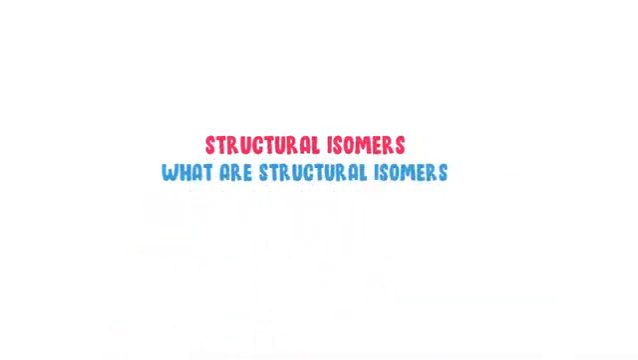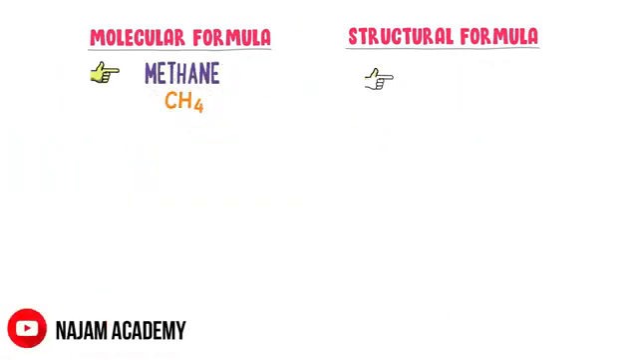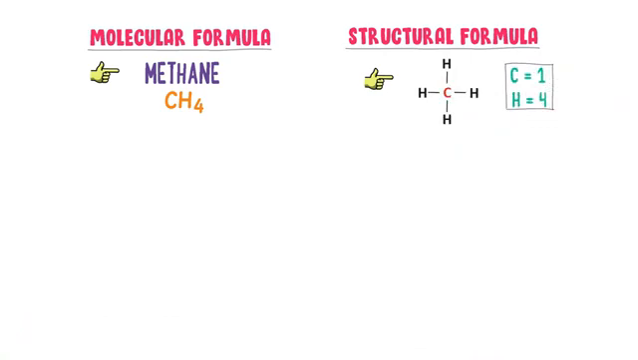Structural isomers. And what are structural isomers? Firstly, let me teach you about molecular formula and structural formula. For example, the molecular formula of methane is CH4, while the structural formula of methane is a single carbon atom bonded to 4 hydrogen atoms.